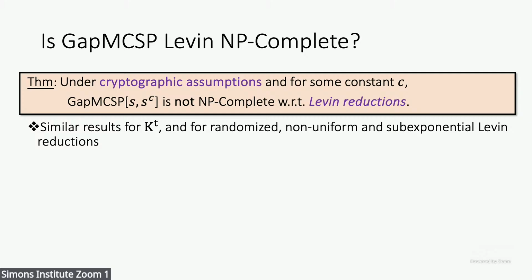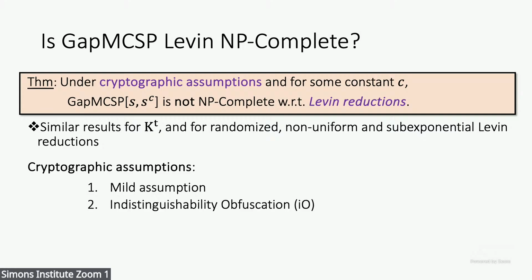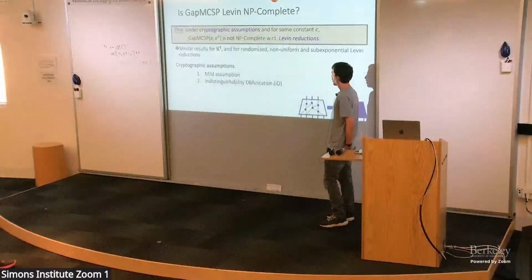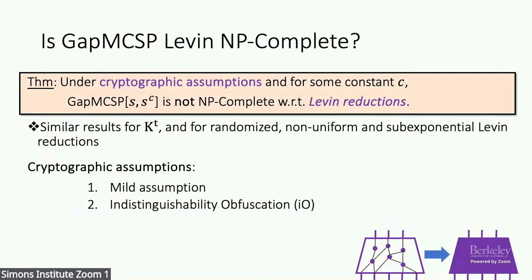What are the cryptographic assumptions? So we have two assumptions. One is a very mild assumption, basically that NP is not equal to P. We'll talk about it later. And the second is obfuscation. This is one of our new results, yeah. Okay, so assuming obfuscation, for large enough gap, MCSP is not Levin NP-complete.